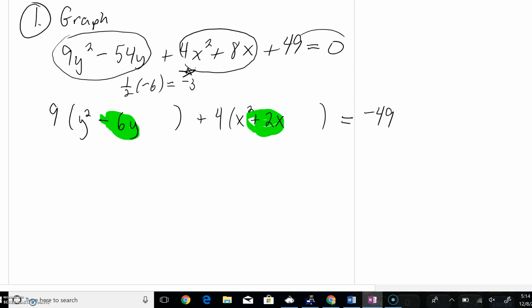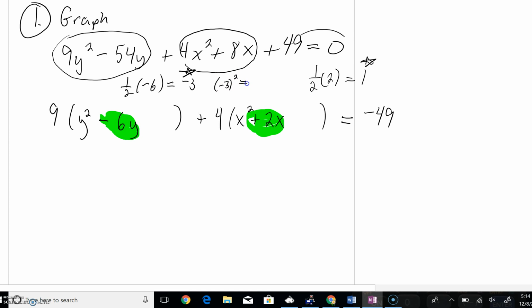I'm going to put a star by that. We're not done seeing that. And over here for my other parenthesis, I'm going to take 1/2 of a 2, and half of 2 is a 1. I'm going to put a star over here. The reason why we put those stars is because we're not done seeing those numbers just yet. What you'll always do is square what you just starred.